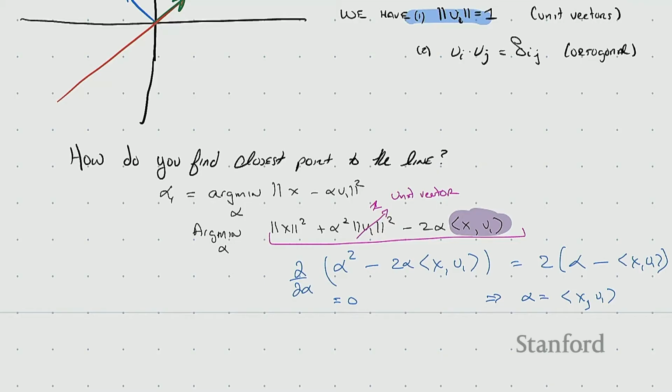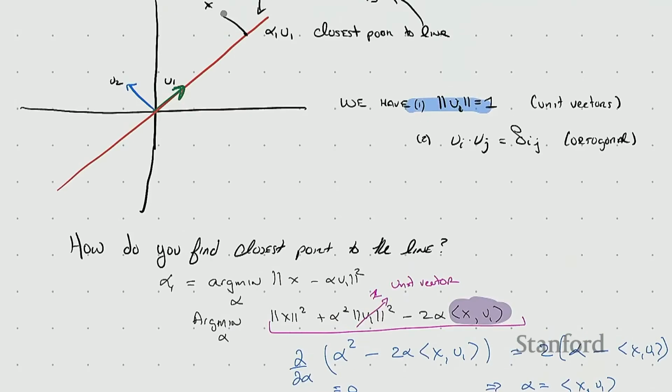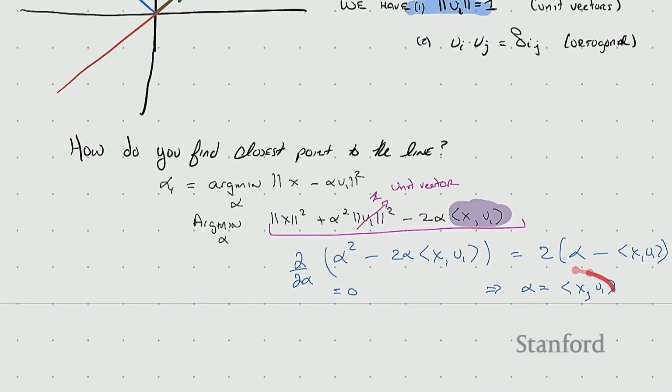All right? So this is just saying something you may have forgotten from linear algebra or you're now remembering, which is that the dot product with a unit vector is actually a projection. All right. So far, so good?